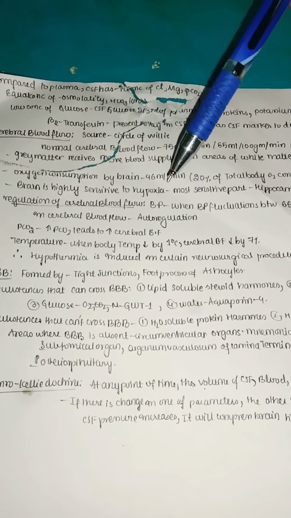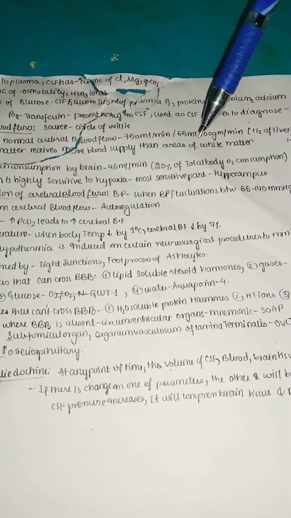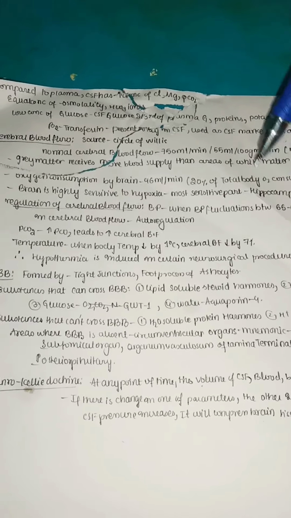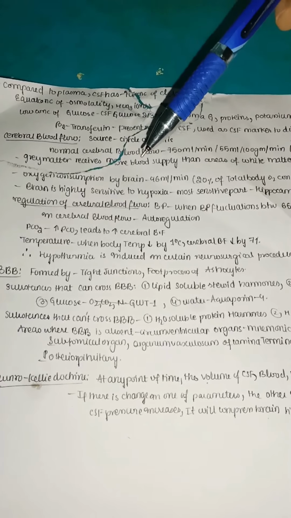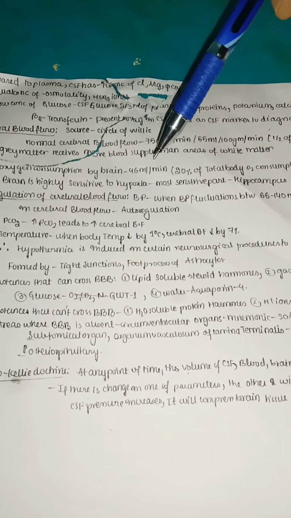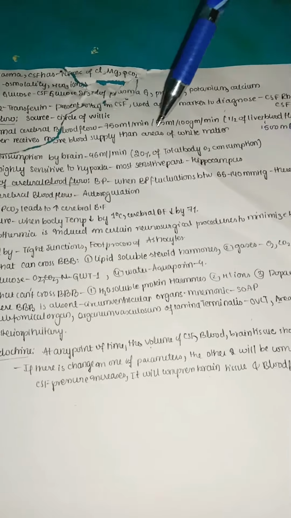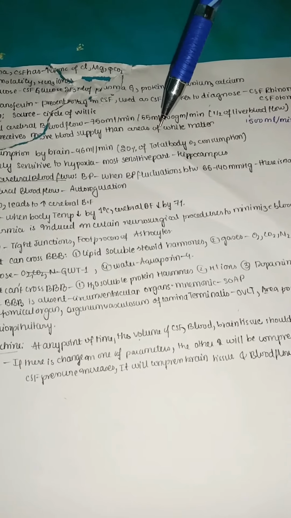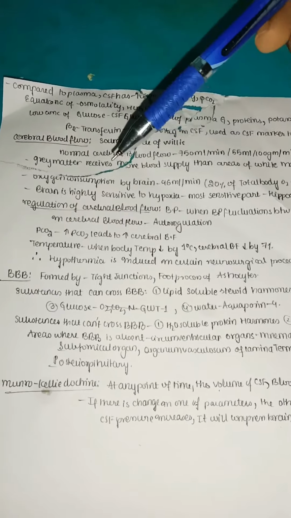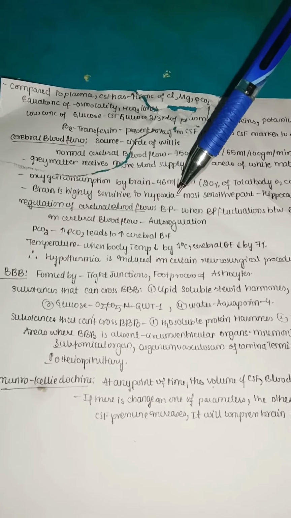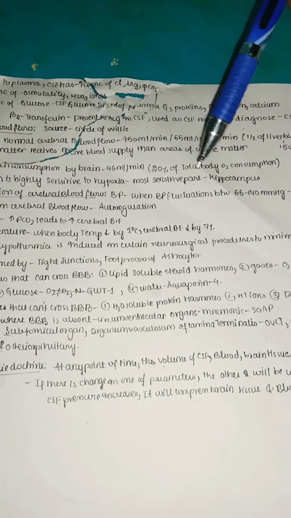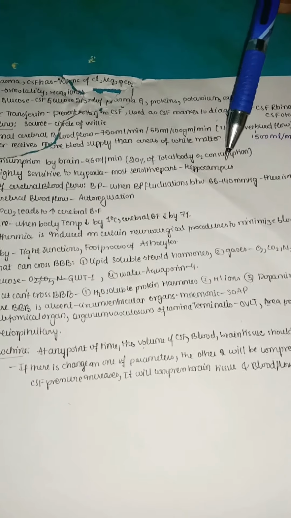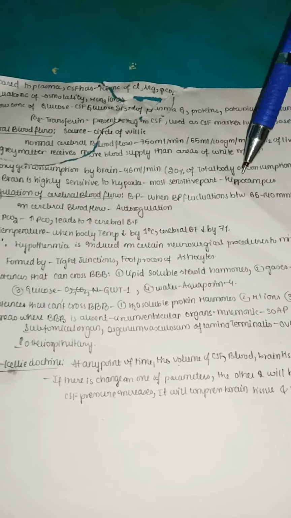So gray matter receives more blood supply than the areas of white matter. Very important: gray matter has more blood supply than white matter. The oxygen consumption by brain is 96 milliliter per minute, that is 20% of total body oxygen consumption. And the brain is highly sensitive to hypoxia, that is, whenever there is low oxygen, it's more sensitive. The most sensitive part is especially the hippocampus. So the hippocampus is more sensitive to hypoxia.